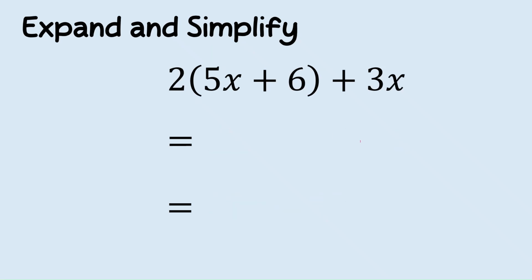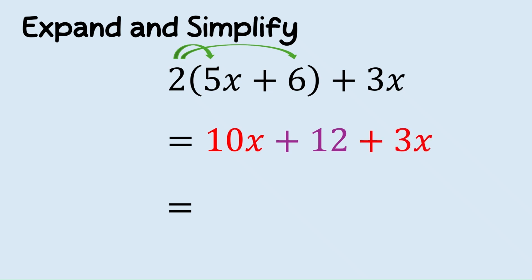This question asks us to expand and simplify 2(5x + 6) + 3x. To expand this bracket, we do 2 times 5x, which is 10x, and 2 times 6, which is 12. We have a plus 3x on the end that is not inside the bracket, so that just stays as it is. Now when we collect our like terms, we have two x terms, 10x add 3x. That makes 13x. The only number term is plus 12, so we end up with 13x plus 12.